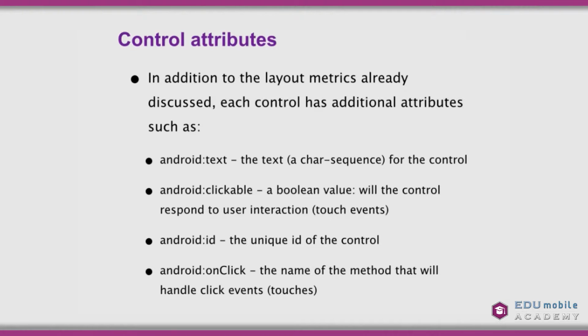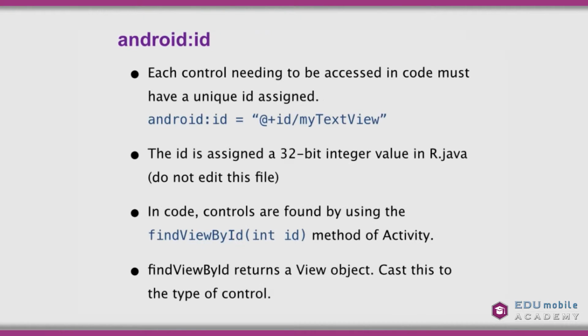Android does call these clicks, even though on most devices we're not dealing with a mouse, we're not dealing with an actual click, we're dealing with a tap or touch on the screen. It is called the onClick handler, and it is the attribute Android onClick that we give the name of the method that's going to handle that thing. So just be aware that Android does call these clicks.